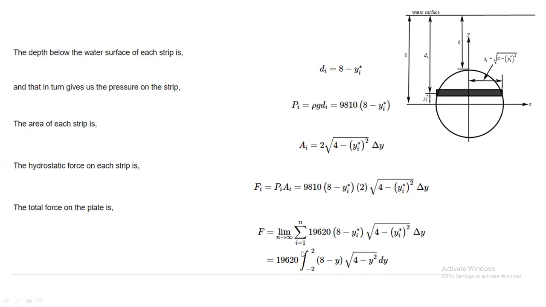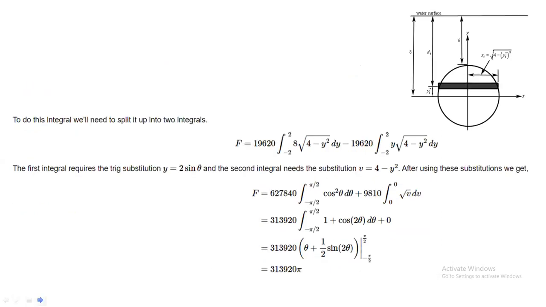The second one is 19,620 times y times this. So the first integral requires trigonometric substitution. The second integral requires the substitution v or u is equal to 4 minus y squared.